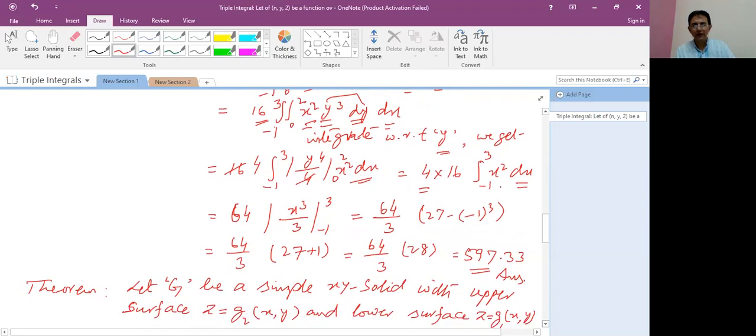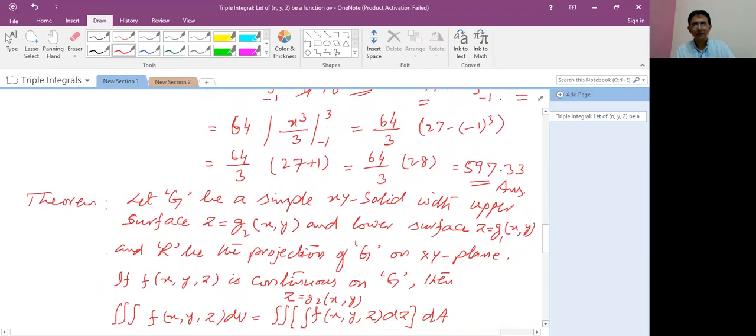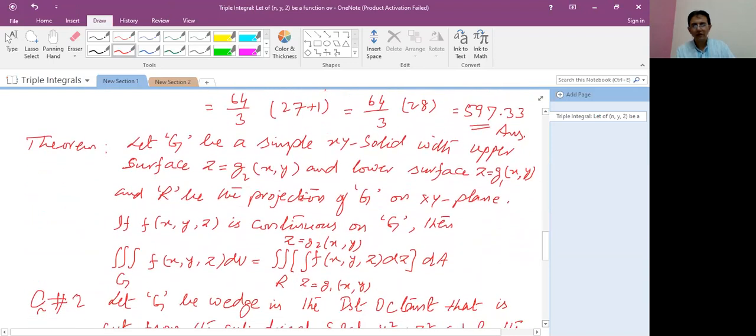So now the second case, student, when the limits are variable. When the limits are in variable form, we apply the theorem in triple integral. Let G be a simple xy solid with upper surface z equals g2 of xy, and the lower surface z equals g1 of xy, and let R be the projection of G on the xy plane. f of xyz is continuous on G.